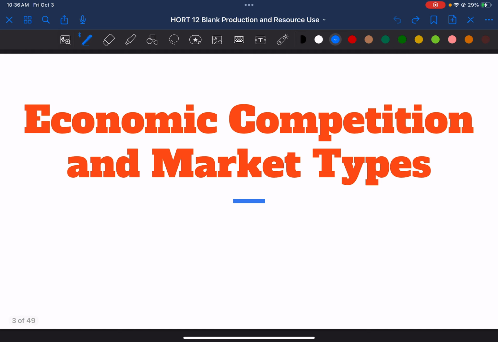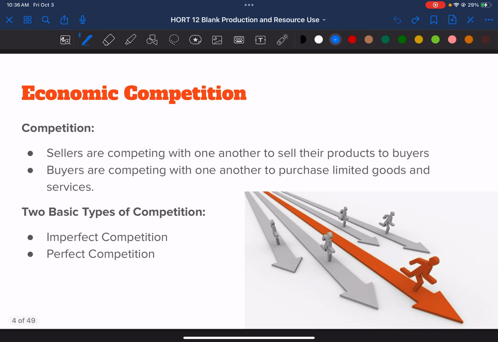So let's start off talking about economic competition and different market types. So first of all, what is economic competition? Competition is a word that we all know, right? We compete with one another in sports, or we compete with one another in our jobs or in the business world. In economics, competition is the fact that sellers are competing with one another to sell their products to buyers. And then buyers at the same time are competing with one another to purchase limited goods and services. So that's the economics definition of competition.